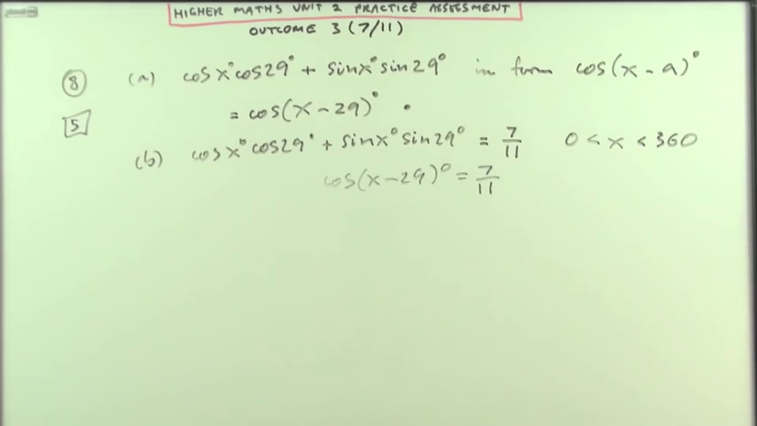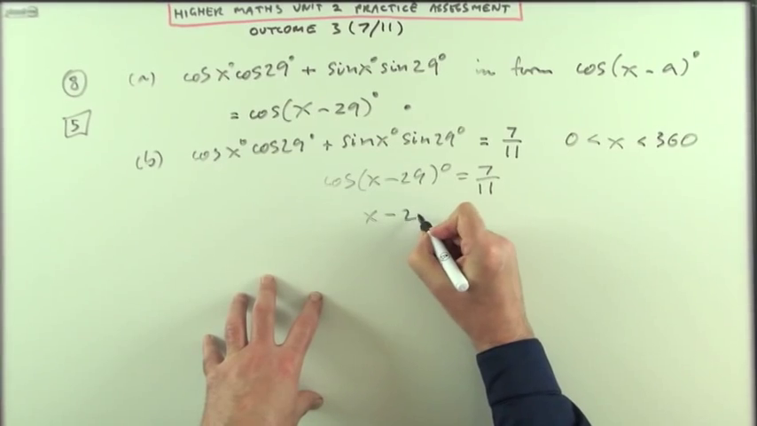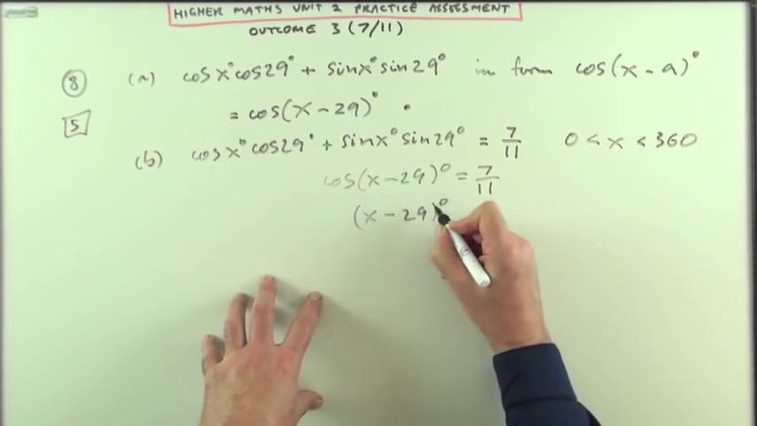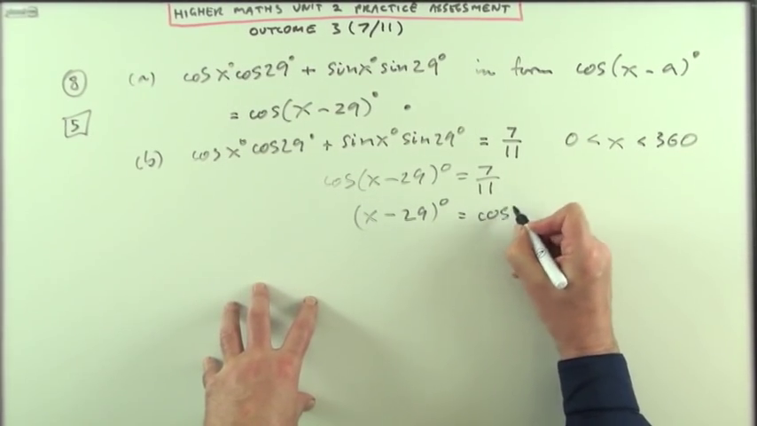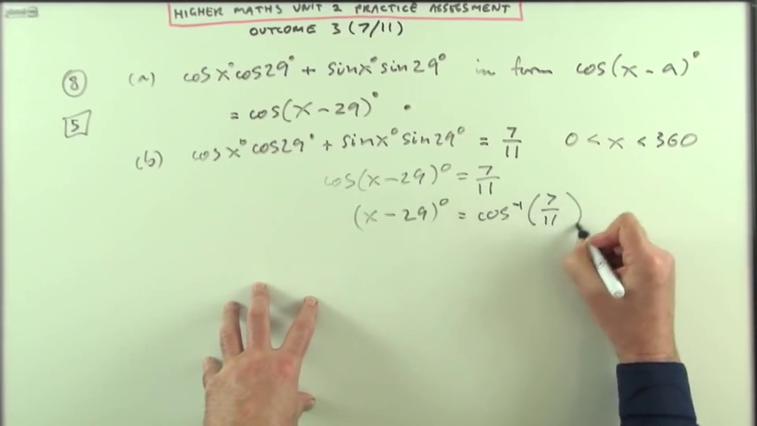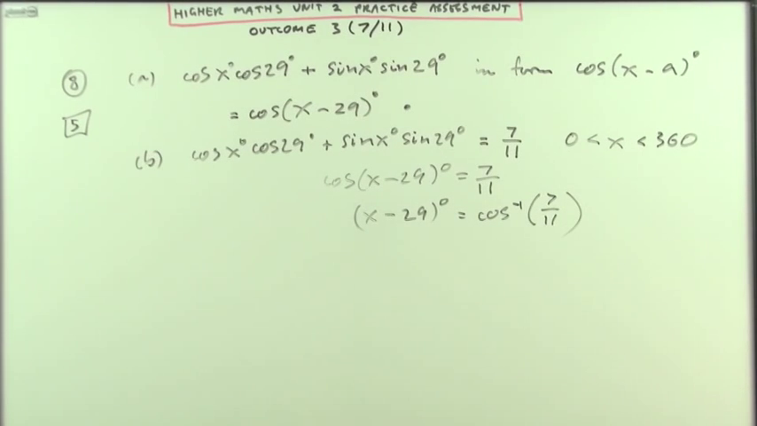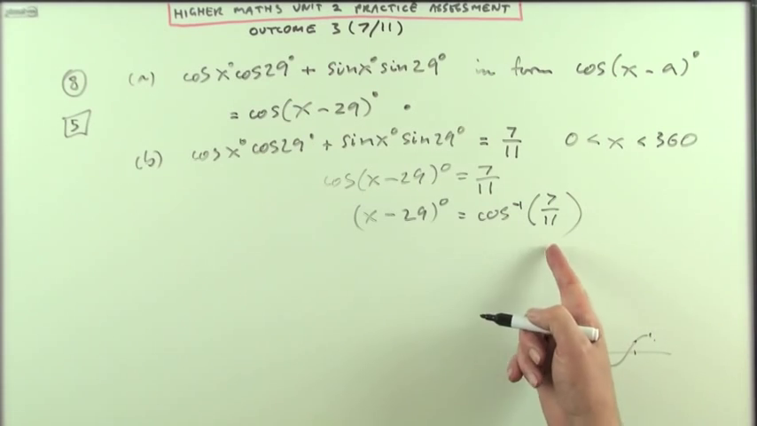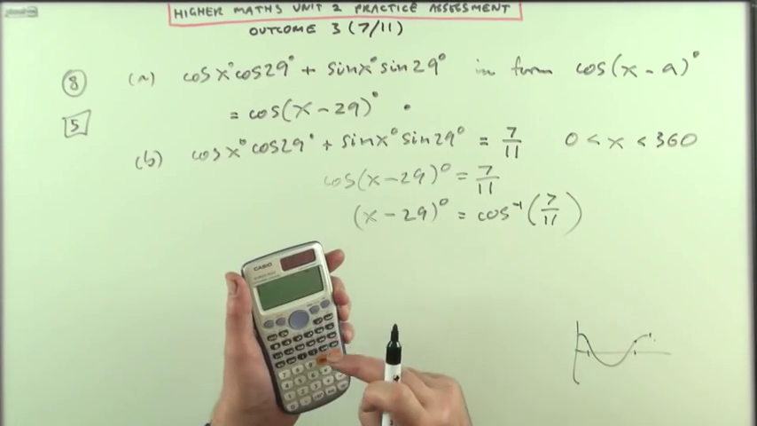So the first part would be, how can I get down to x? Well, first of all, get rid of the cosine. That'll be inverse cos of 7/11. So there'll be 2 parts to that. I've got the cosine graph. It's a positive value. So there's going to be 2 angles, one angle before 90, and one angle the same distance before the end. Or you may just use all sine tan cos. But you have to use a calculator for this part.